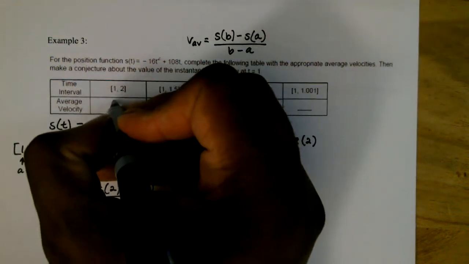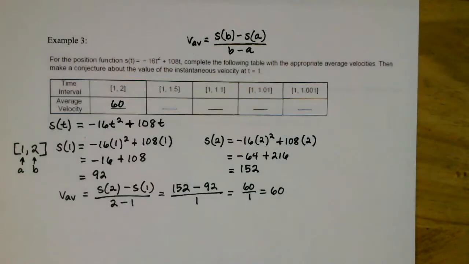Okay, so I'll put 60 up here in this table. Now for 1 to 1.5.